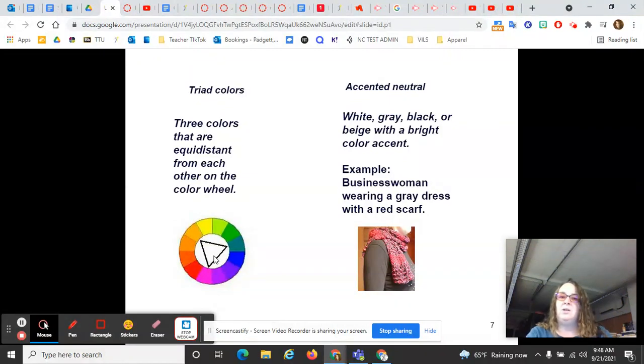And then the last color scheme that we're going to talk about is an accented neutral. Basically, what that means is if you wore all black, because black is a neutral, and then you accented it with a gold chain, or in this photo here, you had the businesswoman wearing the gray dress and she put a red scarf with it. So you're really accenting that one color in with your neutrals.